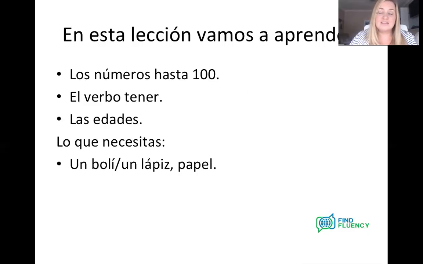Lo que necesitas, como siempre, un boli, un lápiz y papel. So keeping it really simple, all you really need is a pen and a pencil and some paper. It may be useful here to just take some little notes. Obviously, with this being a free course, I'm not offering handouts really, or vocab booklets or anything along with it. So it might be useful. I will let you know at which point it might be useful for you to take a couple of wee notes just for what's then going to come next in the lesson. Okay?